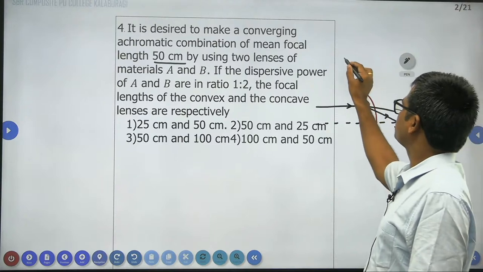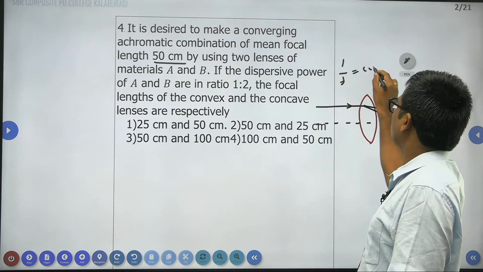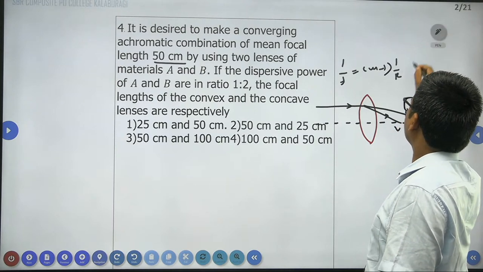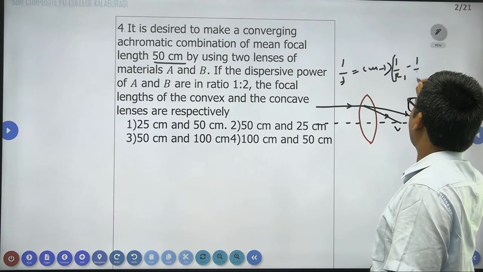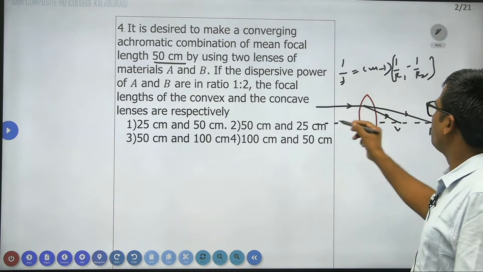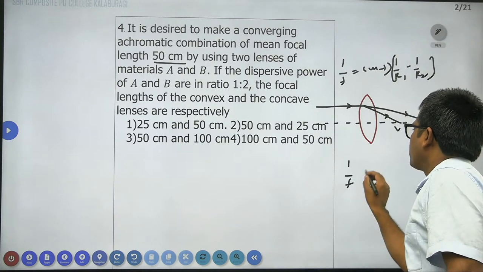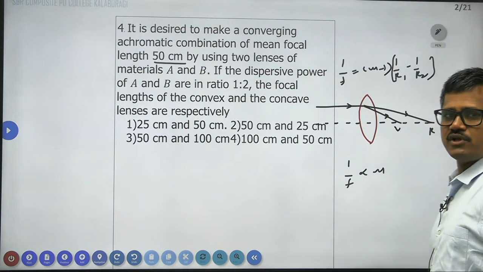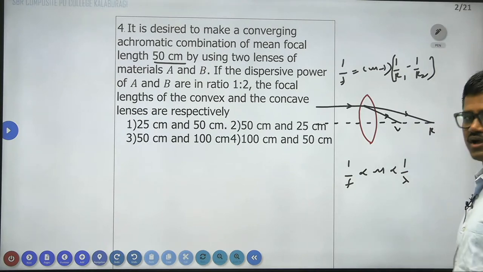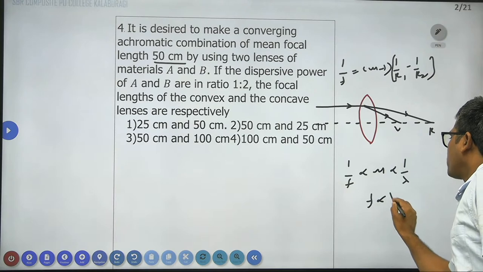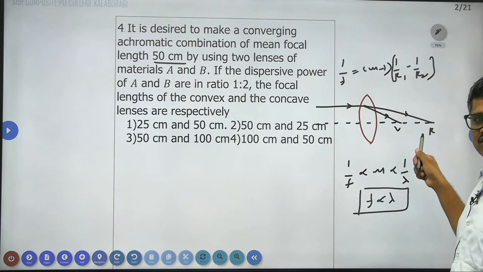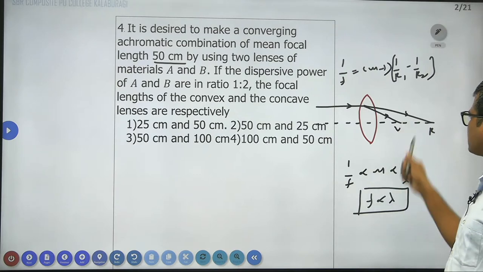We have already learnt 1 by f equals (mu minus 1) into (1 by r1 minus 1 by r2). So 1 by f is directly proportional to mu, and mu is inversely proportional to lambda. So focal length is directly proportional to wavelength. Red has a higher focal length, and violet has a lower focal length.